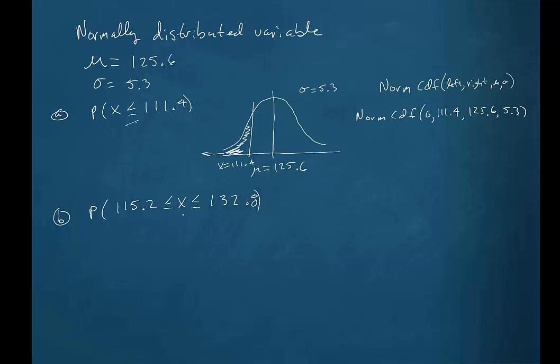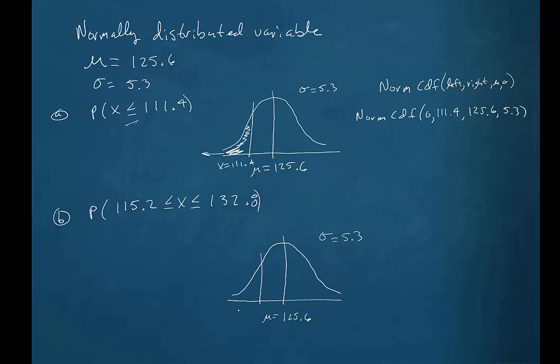The next one says that we are to find the probability that x is between 115.2 and 132.8. So again, we'll draw the curve, and we'll put the mean right in the middle, 125.6. The standard deviation, write that down, make sure we get everything in the right spot.